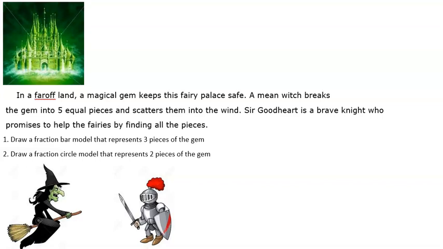Now, the first question is draw a fraction bar model that represents three pieces of the gem. And the second question is draw a fraction circle model that represents two pieces of the gem. So, before we solve it, let's talk real quick about fractions.